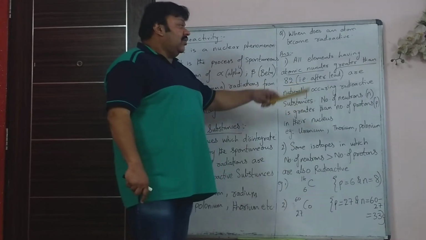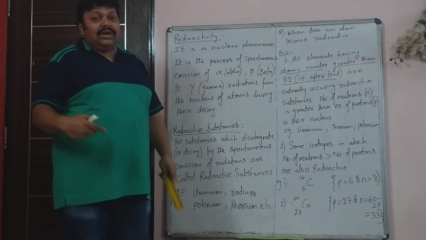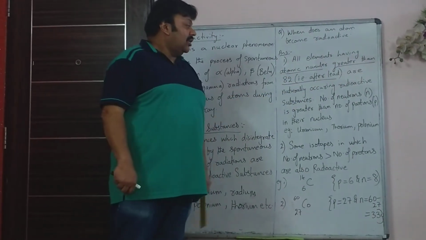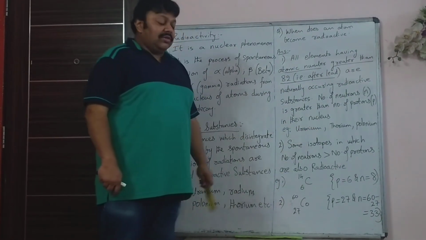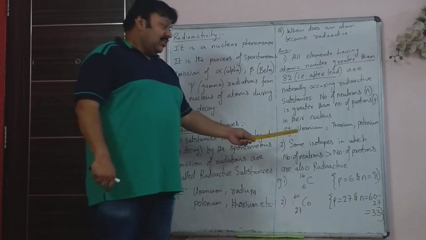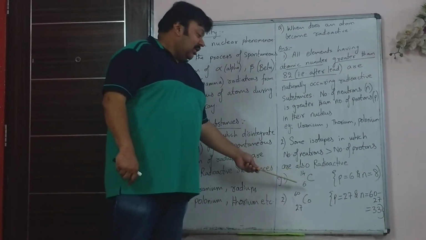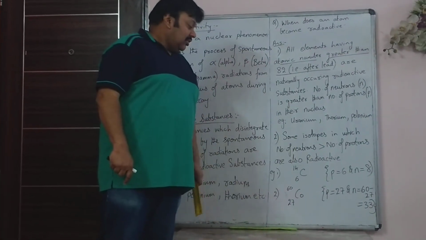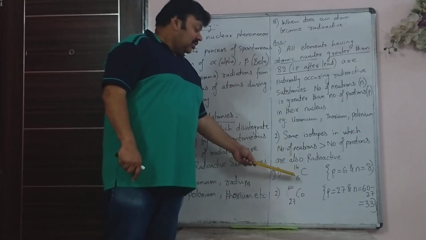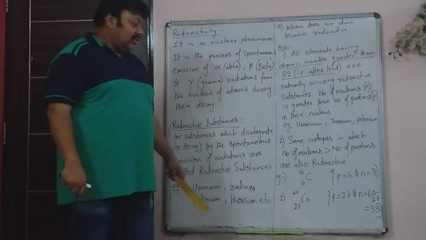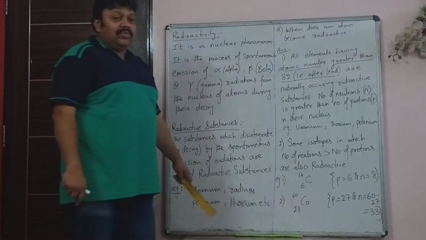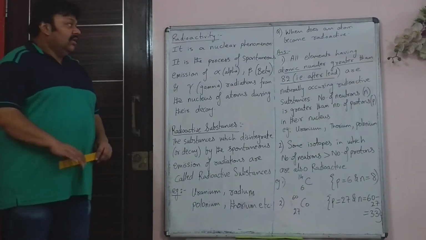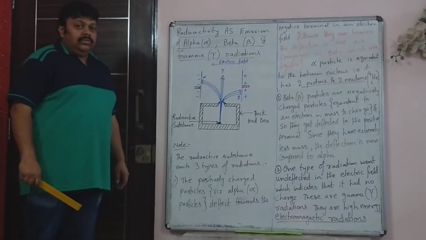So all elements having atomic number more than 82, that is after lead in the periodic table, are naturally occurring radioactive substances like uranium, etc. And some radioisotopes are also present. They need not have atomic number greater than 82, but they are just radioisotopes. The number of neutrons is more than the number of protons. And you can remember two examples of that, carbon-14 and cobalt-60. So write this in your notebook.